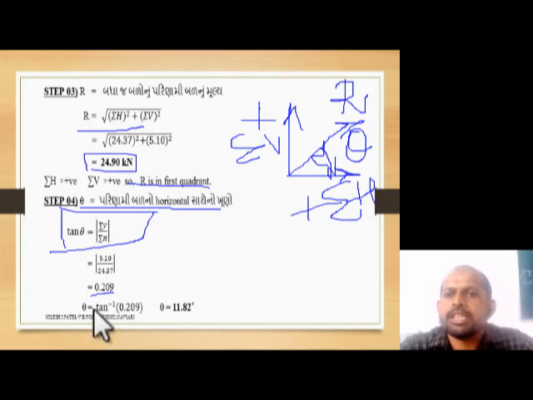0.209. So theta is equal to tan inverse 0.209.